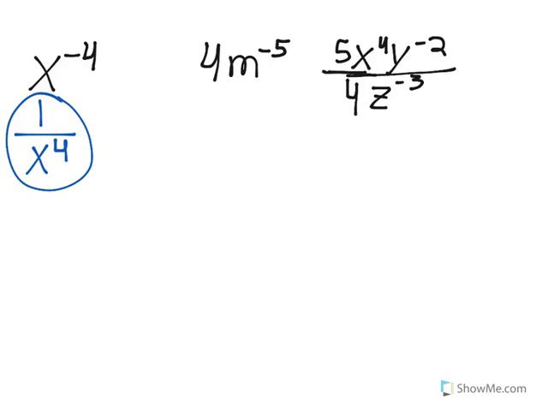Now, let's go to the next one. 4m to the negative 5 power. Same exact thing, except notice, only the m has the negative exponent. The 4 doesn't, because it's 4 times m to the negative 5 power. Only that m has that.